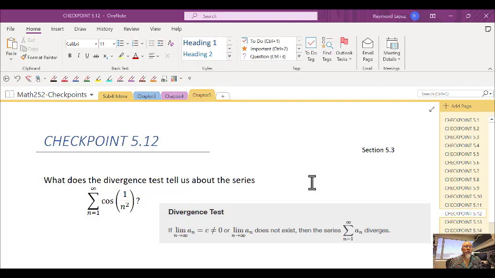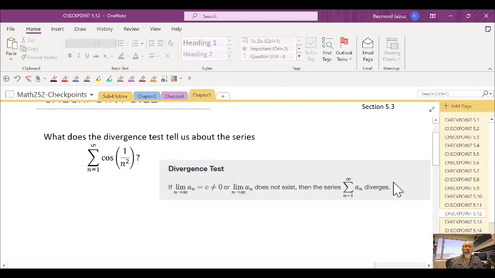My name is Lapuz. In this video we'll go over checkpoint 5.12. This is coming from section 5.3. So they want us to say what happens to the series based on the divergence test.